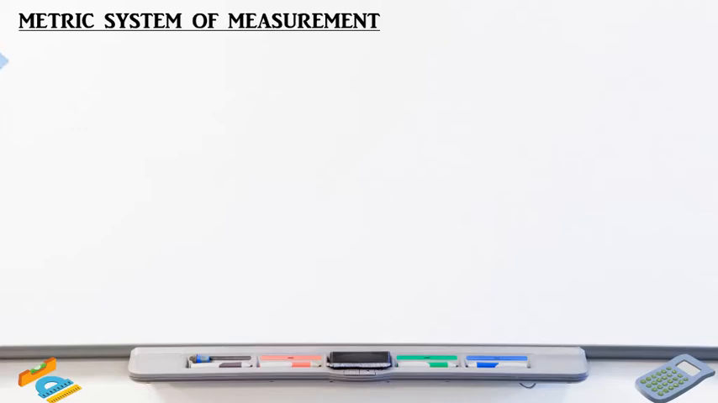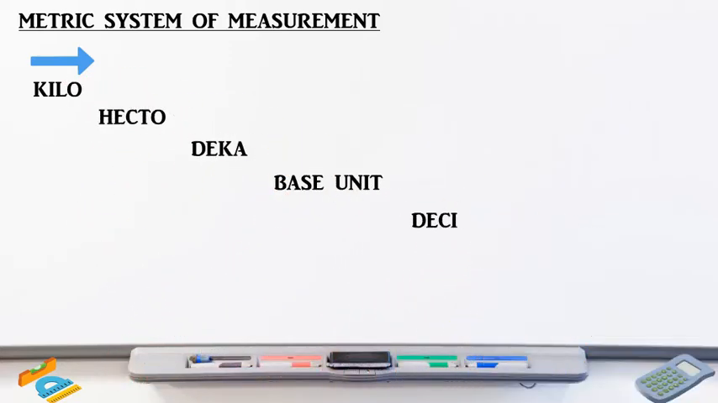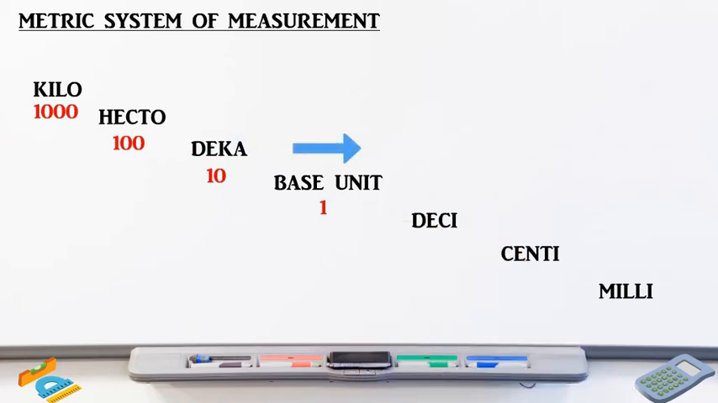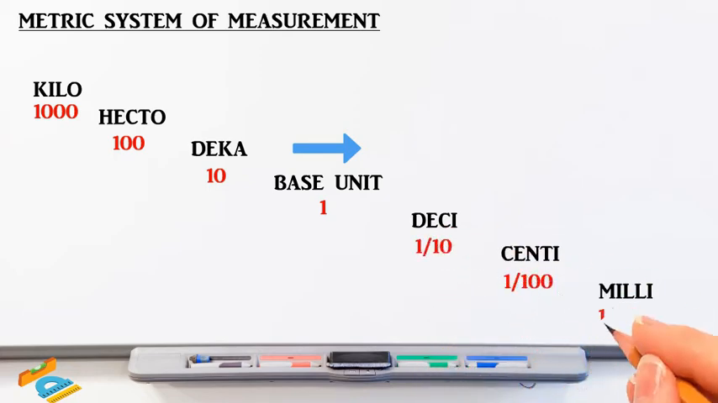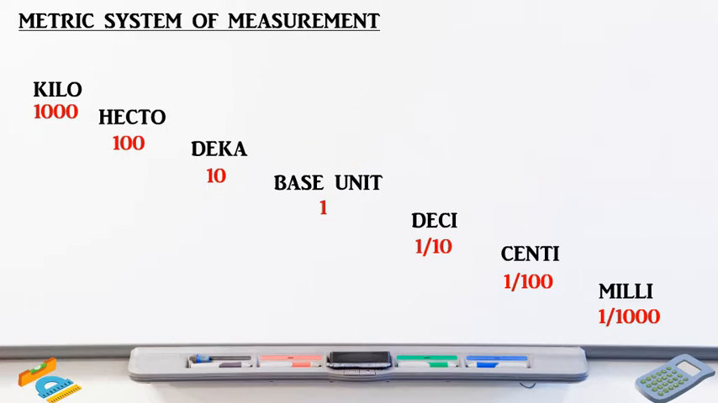Starting from the left, moving to the right, we have kilo, hecto, deca, base, deci, centi, and then milli. Starting at the base unit and moving to the left, the deca would have the value of 10, hecto would have the value of 100, and kilo would have the value of 1,000. Next, we start at the base, which would have a value of 1. And moving to the right, the deci would have the value of 1 over 10, centi is 1 over 100, and milli is 1 over 1,000. And since we are measuring length, our base unit is meter.